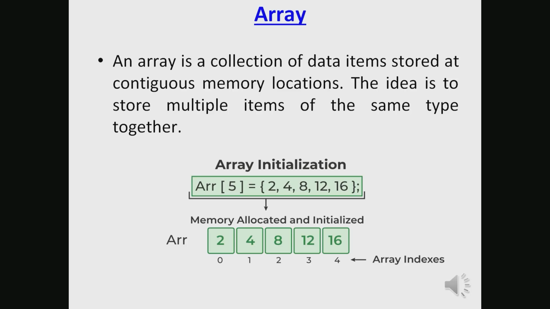See the example here, ARR of 5. 5 is the size of the array, ARR is the name of the array, and it holds the values 2, 4, 8, 12 and 16. There are 5 values. So, here we can hold only multiple items of the same data type. And under those values, we have the array indexes, that is 0, 1, 2, 3, 4. By using the array indexes, we can retrieve the element at a particular index.